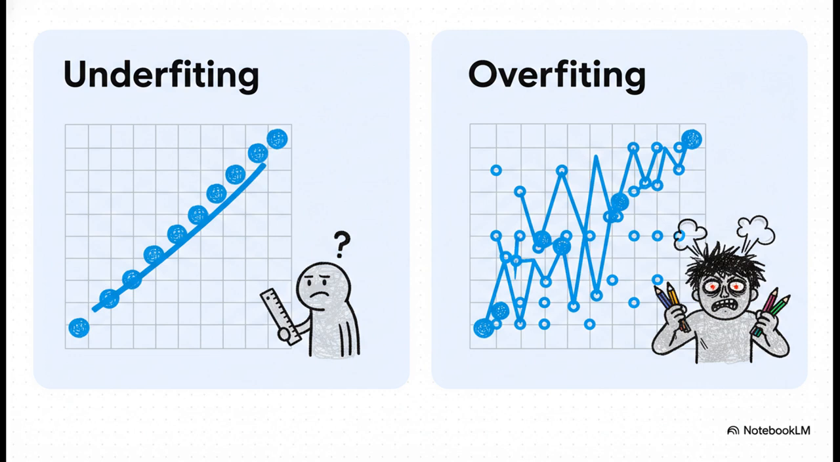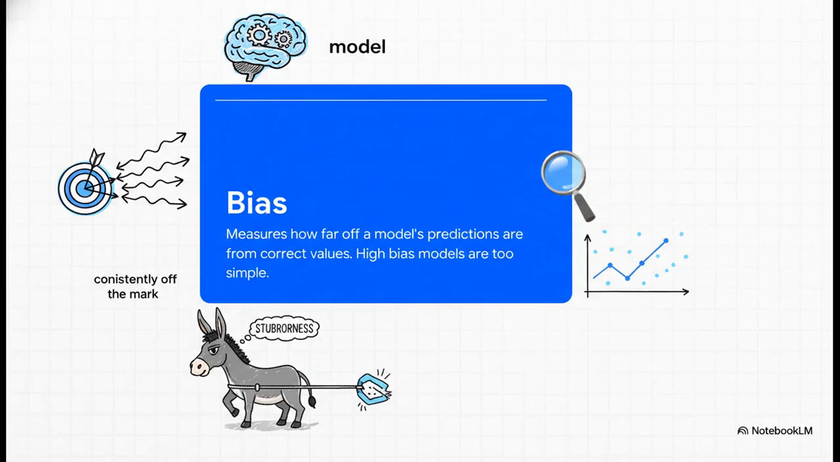But on the other side, a model can overfit, and this is where it gets tricky. It becomes so complex that it basically memorizes the training data, including all the random noise. It's kind of like a student who memorizes every single answer for the practice test, but then completely bombs the final exam because they can't handle any new questions. Let's break that down a bit.